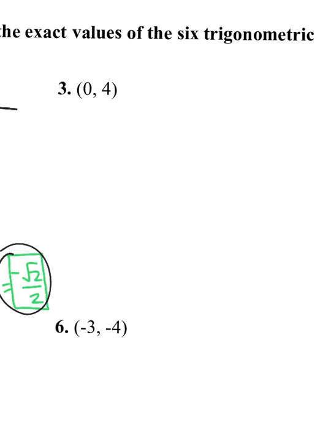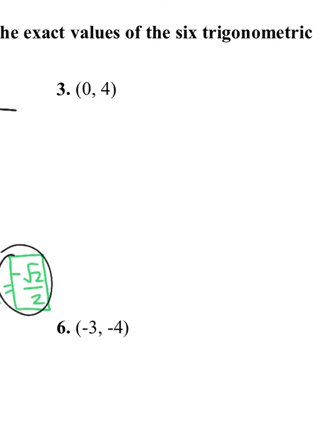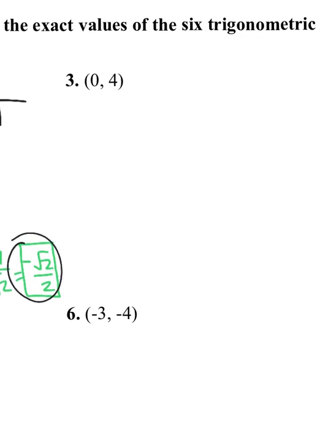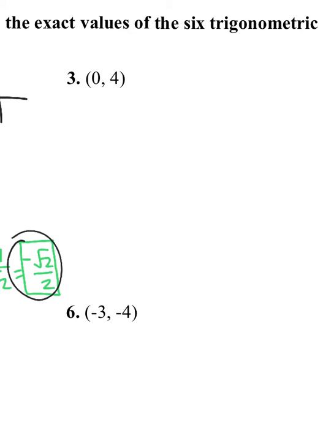Starting number 3. So if you notice, number 3 is a little bit special. The reason why is because it doesn't actually land in a quadrant. This is like a special situation where it lands on either the x-axis or the y-axis. In this case, the y-axis. So if we were to sketch this out, we have (0, 4) right there.